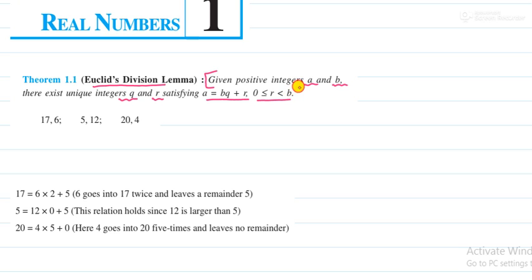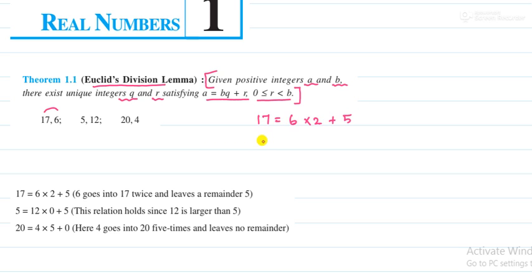Let us understand the statement with the help of examples. First example, 17 and 6. 6 goes into 17 twice and leaves the remainder 5 in the first example. 6 2s are 12 plus 5 is 17.